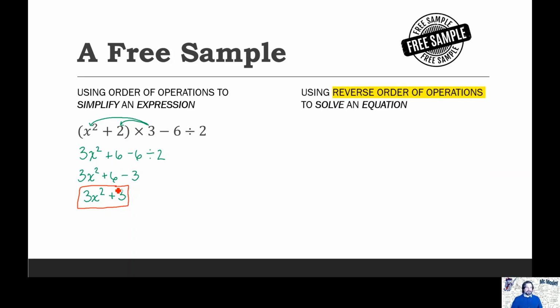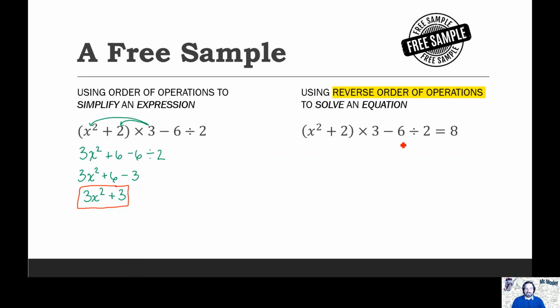Now let's look at an example where we're using reverse order of operations to solve an equation. We have the same equation, but now I have an equal sign and I'm equal to 8. In this case, we have to strip everything away to be left with x equals something. So we need to get this parentheses thing by itself.